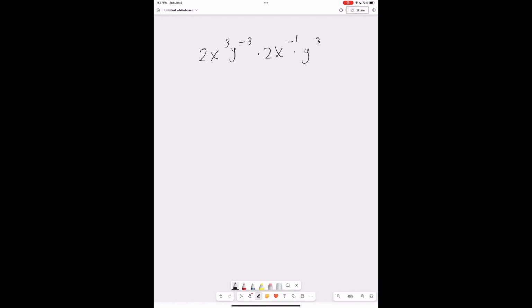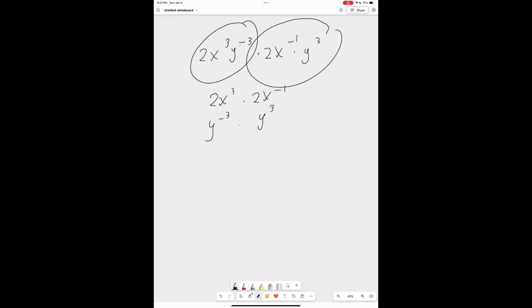So this is a term, and this is a term, and each individual term we can't combine because there's different exponents. Since each term is being multiplied by each other, I'm going to split it up. I'm going to do the x's by themselves and the y's by themselves. So I'm going to write it as 2x cubed times 2x to the negative 1, and y to the negative 3 times y to the third. Now I'm going to do each one separately, and then combine our results.